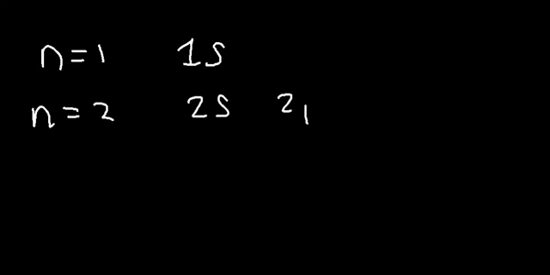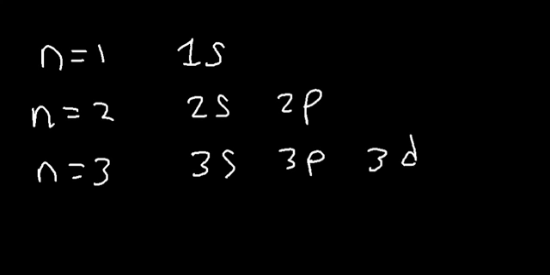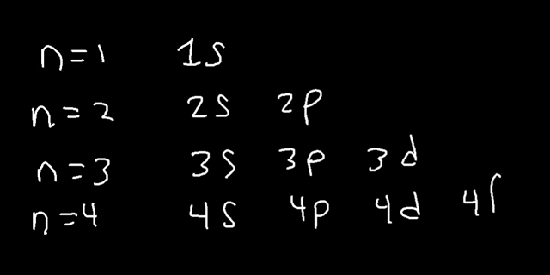The number of energy levels is equal to the number of sublevels. So when n is 1, you only have one sublevel, S. When n is 2, you have two sublevels, S and P. When n is 3, you have three sublevels, 3S, 3P, 3D. When n is 4, there are four sublevels, 4S, 4P, 4D, and 4F.